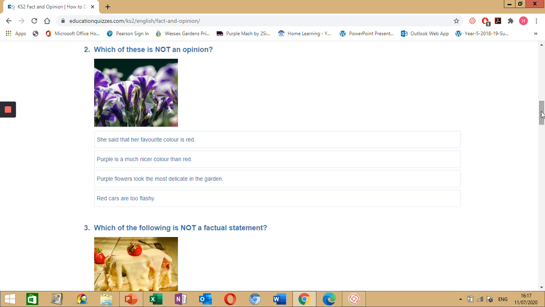The second question, which of these is not an opinion? She said that her favourite colour is red. Purple is a much nicer colour than red. Purple flowers look the most delicate in the garden. Red cars are too flashy. So what does it mean when it says which one of these is not an opinion? That means we're looking for which one is a fact. So which one of these is a fact? So pause and have a think, and you can write this down.